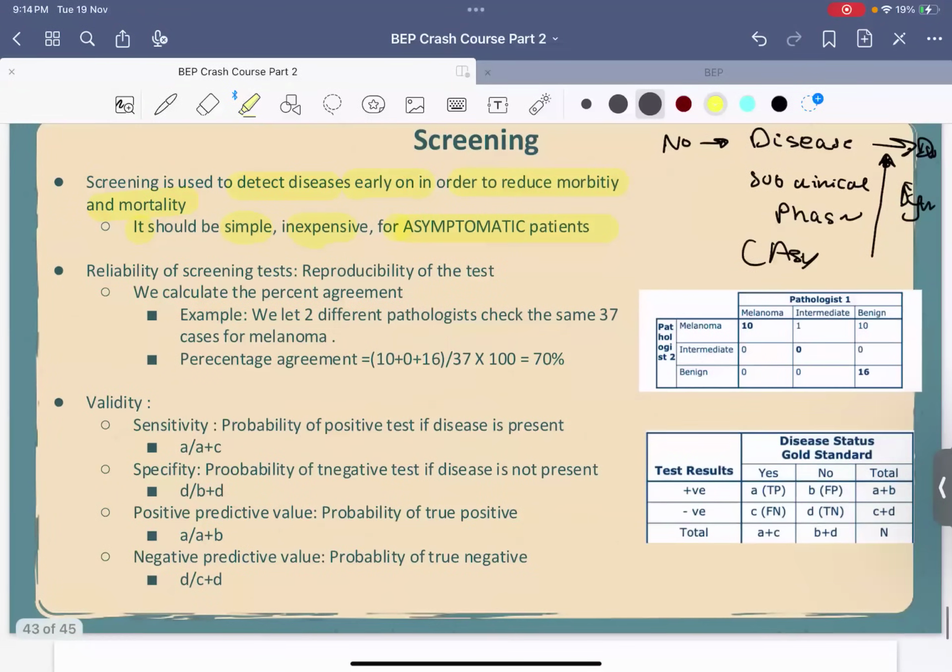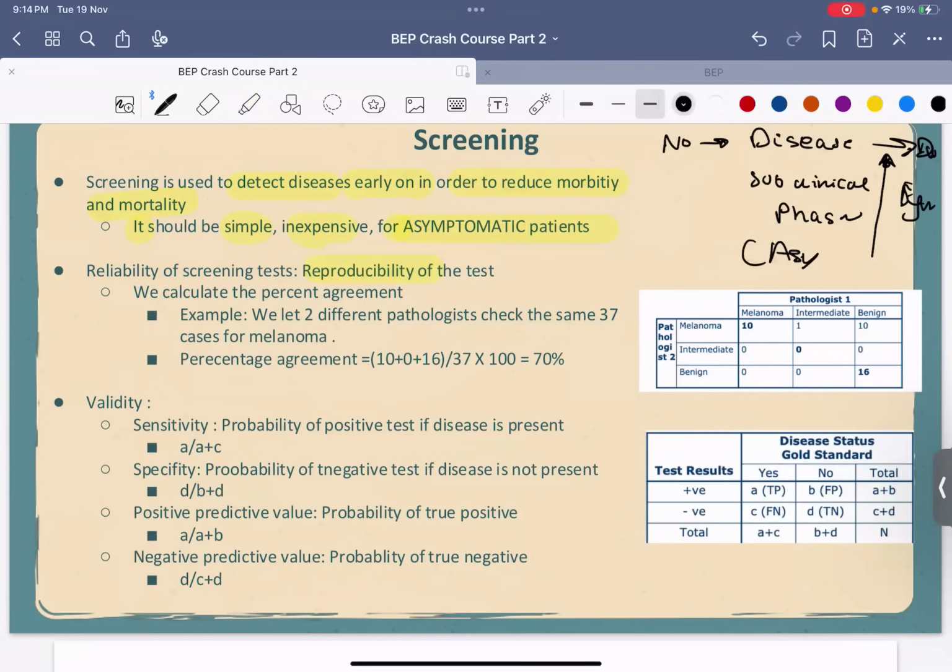Okay. The reliability of screening tests. There are two measures for screening tests to be good: there's the reliability and there's the validity. Okay, so the more reliable the screening test, the better, obviously. And how do we test the reliability? The reliability is basically the reproducibility of the test.